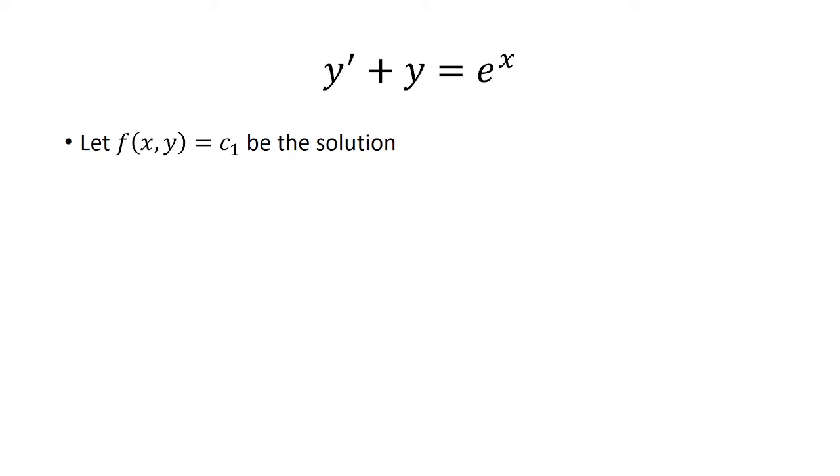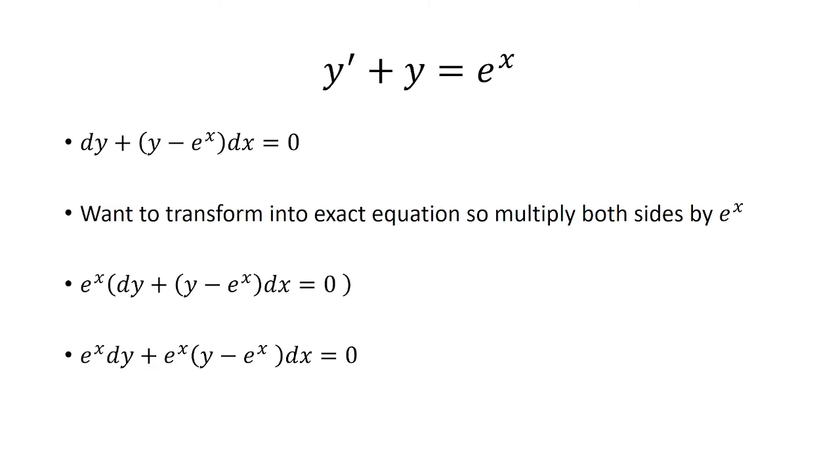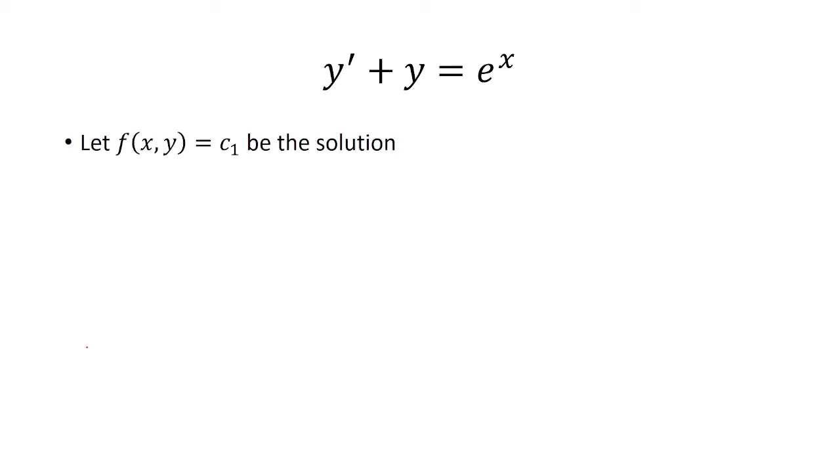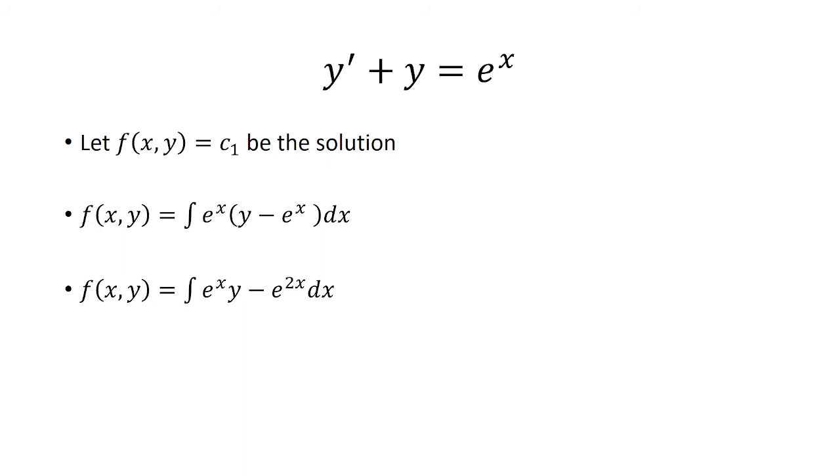Now if I let f of x,y equal c1 be the solution, I'm going to integrate e to the x times y minus e to the x dx, and that comes from this part right here. I'm going to integrate this with respect to x, then I'm going to take the derivative with respect to y and compare it to e to the x over here. So before I integrate, I'm going to distribute the e to the x, and now integrating, I get e to the x times y minus e to the 2x over 2 plus g of y.